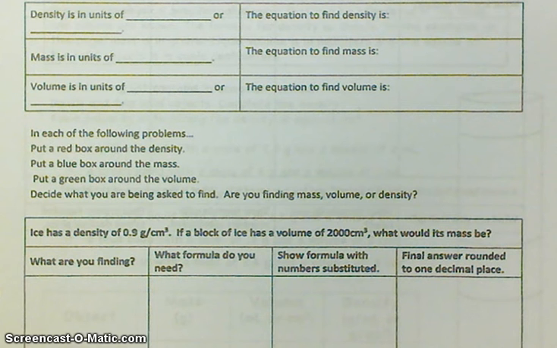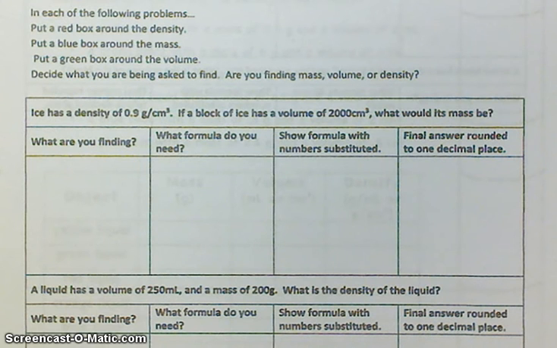All right, let's look at the first example. I'm going to do the first problem with you, and then you are responsible for doing the rest of them. If you look at your density practice problem sheet, it says in each of the following problems, put a red box around the density, put a blue box around the mass, and put a green box around the volume. Decide what you are being asked to find. Are you finding mass, volume, or density?